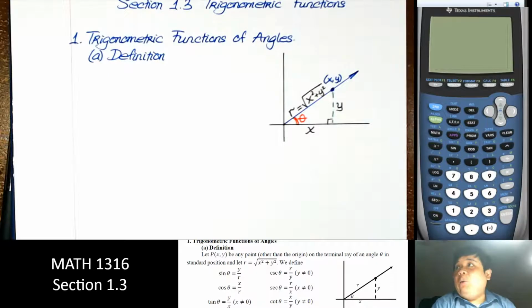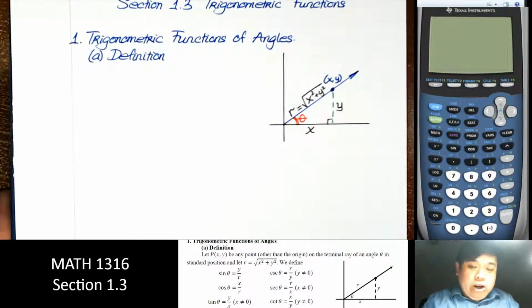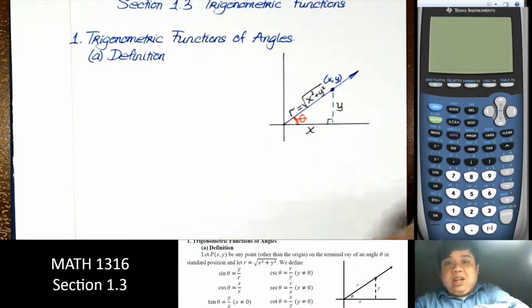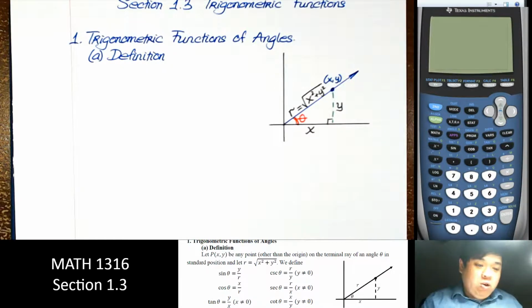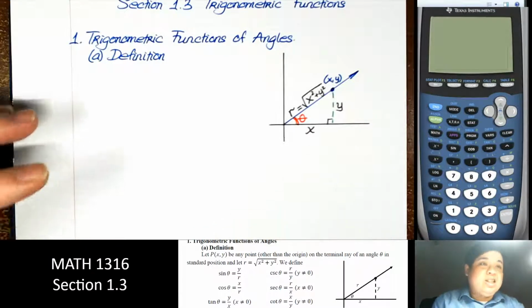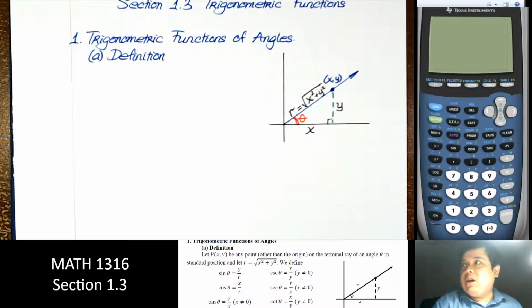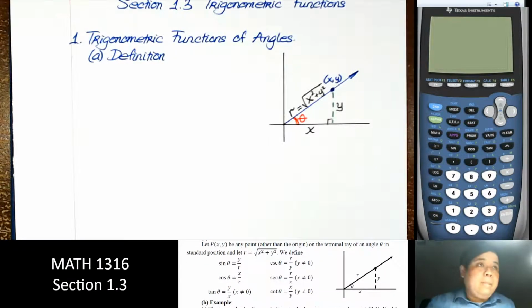Right. Now we will define the six trigonometric functions. And by the way, this is a definition. There are three ways to define trigonometric functions. This is one of them. Usually, if I'm writing a book, I will not start with this definition. I use something else. But that's alright. This is what they use in the book.